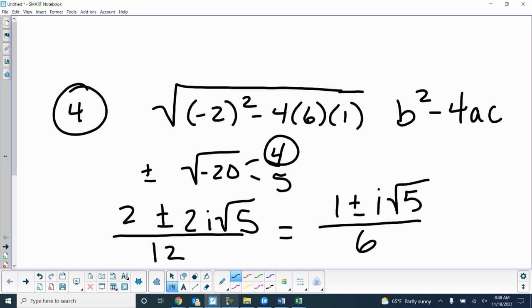All right, so that's basically it as far as going over last night's homework. Your homework looked like you did it right. I think you've got the quadratic formula down.